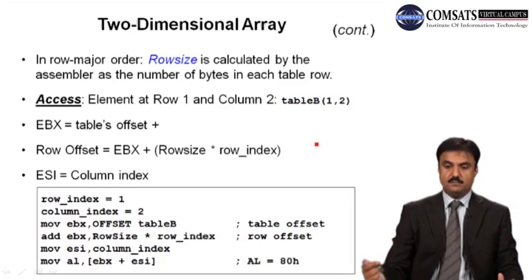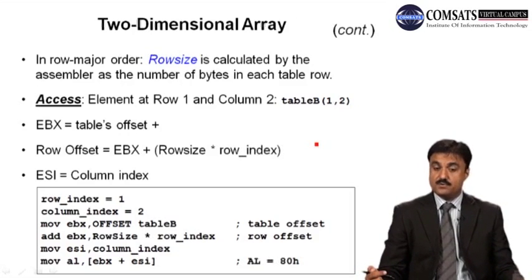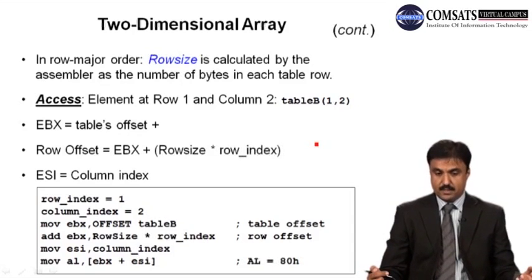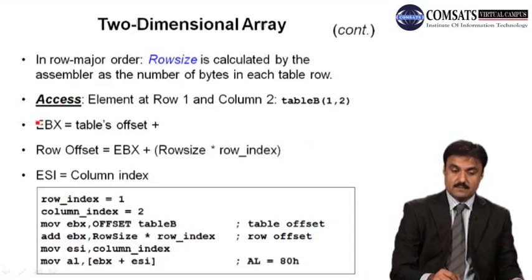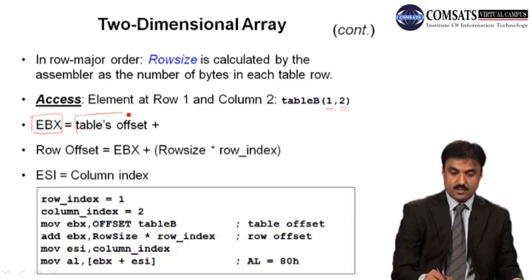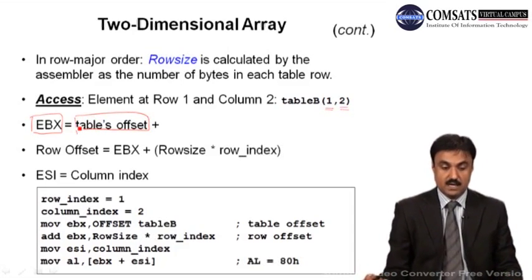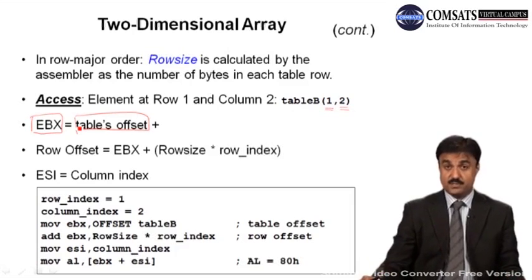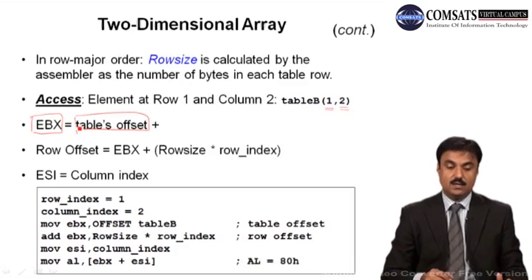So in this example, you can see we want to access the element at row number 1 and column number 2. Here we assume that we are going to put the table's offset inside EBX. However, you can use any of the 32-bit registers. So here EBX has the table's offset and the row offset.